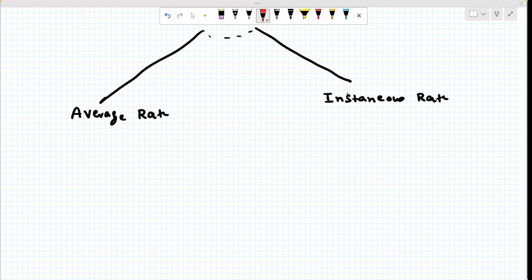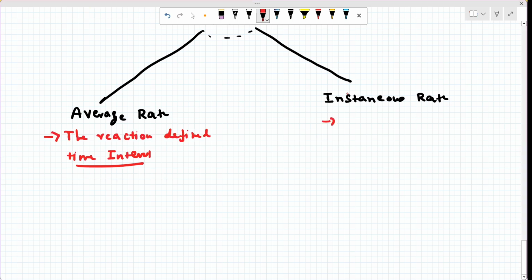Please note. The average rate is the rate of reaction over a definite time interval. For a given time interval, this is the average rate. What is instantaneous? Please note. The instantaneous rate is the rate of reaction at an instant of time.